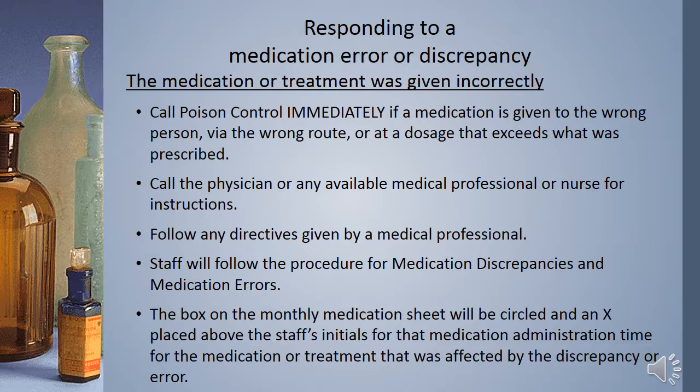If the medication or treatment was given incorrectly, call poison control immediately. If a medication is given to the wrong person, via the wrong route, or at a dosage that exceeds what was prescribed, call the physician or any available medical professional or nurse for instructions. Follow any directives given by that medical professional. Staff will follow the procedure for medication discrepancies and medication errors. The box on the monthly med sheet will be circled and an X placed above the staff's initials for the medication administration time for the medication treatment that was affected by the discrepancy or the error.